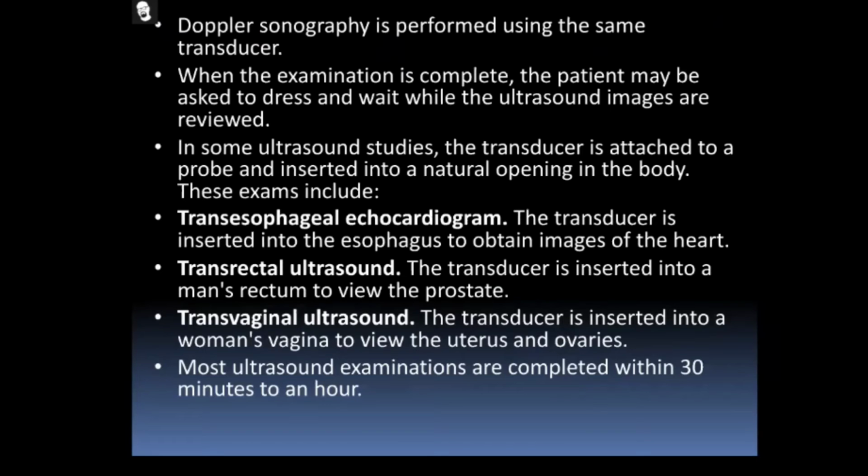In some ultrasound studies, the transducer is attached to a probe and inserted into a natural opening in the body. Examples include the transesophageal echocardiogram, where the transducer is inserted into the esophagus. It is like an endoscope used with ultrasound to obtain an image of the heart. And then there is the transrectal ultrasound, where the ultrasound is also used to capture images of internal organs through this area.